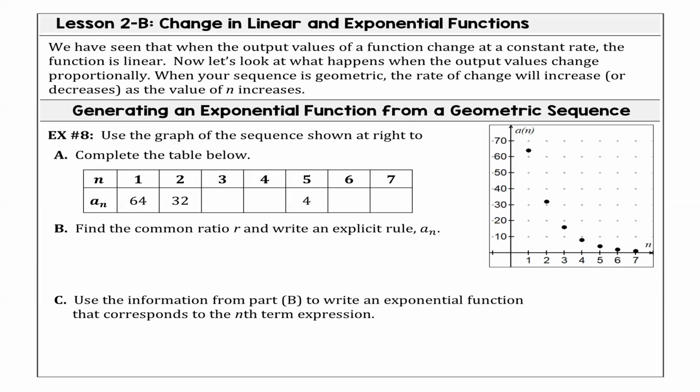What is happening? How am I going from one A sub N to the next? What did I do? Okay, remember it's going to be something we multiply by. What am I multiplying by? If I divide by 2, then that's going to be what? Multiply by a half. So to get from here to here, we'd have to multiply by 1/2.